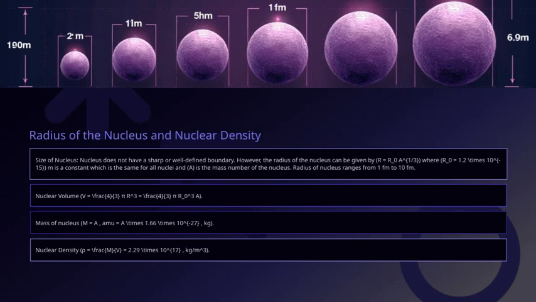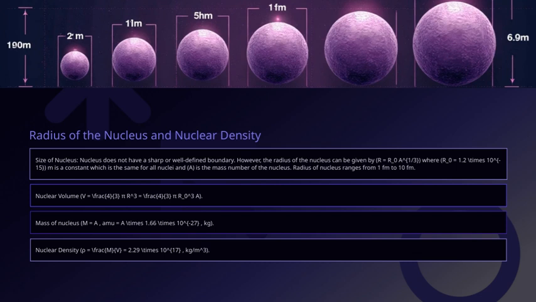Let's talk about nuclear density first. The density, represented by ρ, is calculated as mass divided by volume, and for nuclei, it's approximately 2.29 times 10 to the 17 kilograms per cubic meter. This tells us that nuclear matter is incredibly dense, much more than everyday materials.